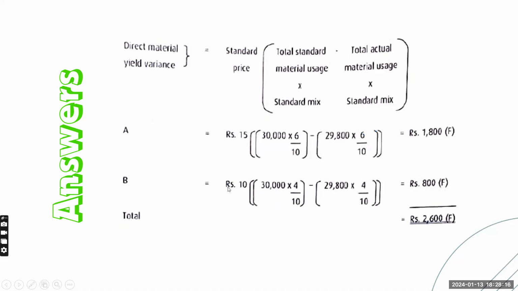Same way for material B, the total standard material usage on actual production. Remember, kids, right, we don't take standard into standard. Taking that, 4/10, that is your standard mix. Then you get the answer. Okay, kids? Right. That much is the advanced variances of material variance. Okay?